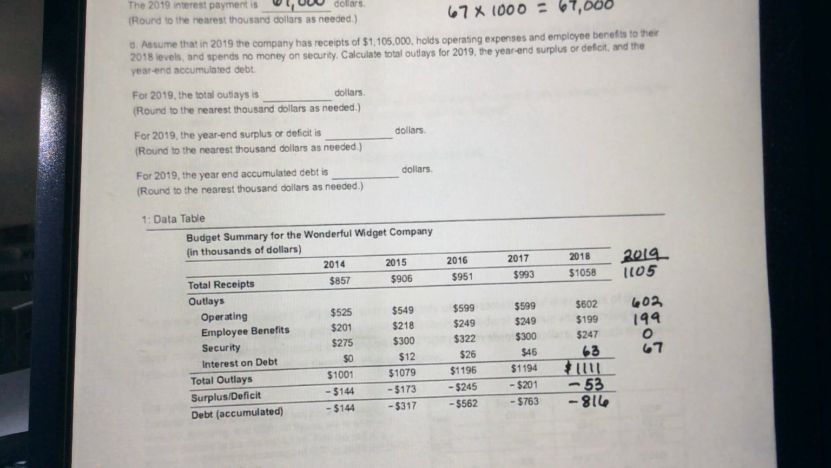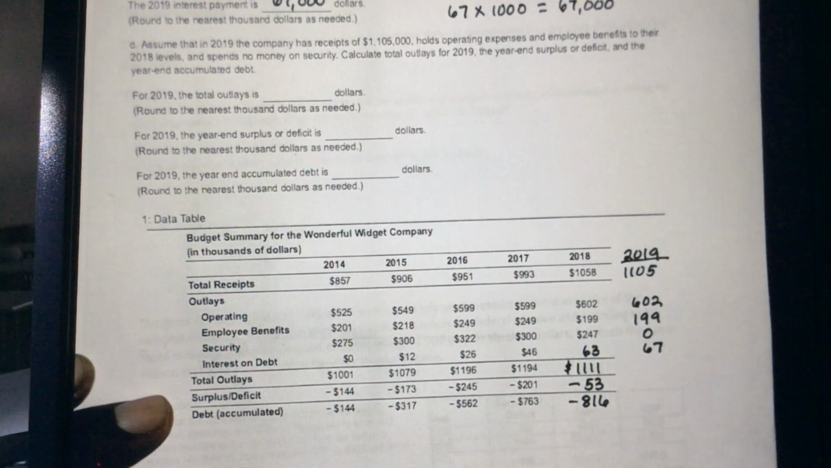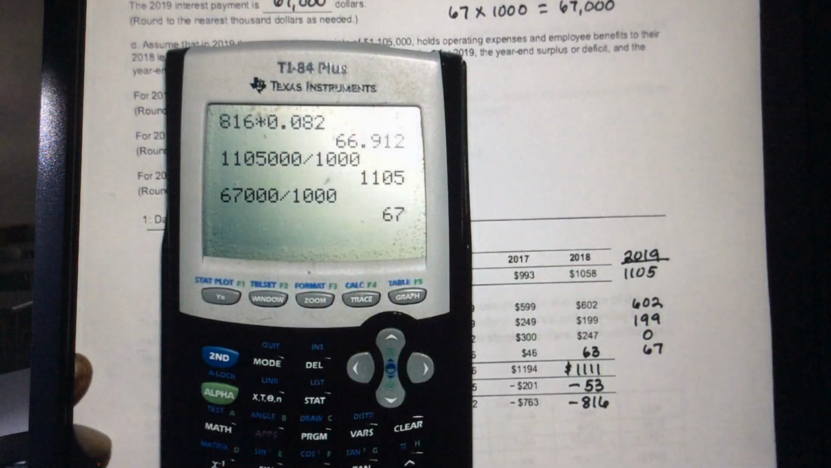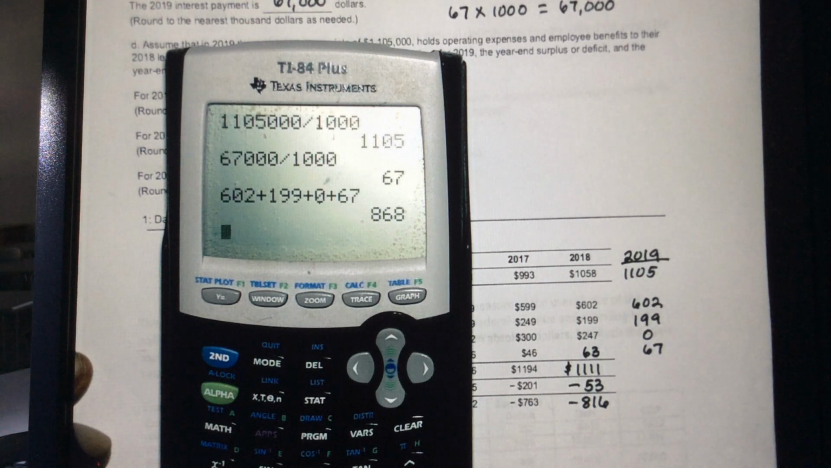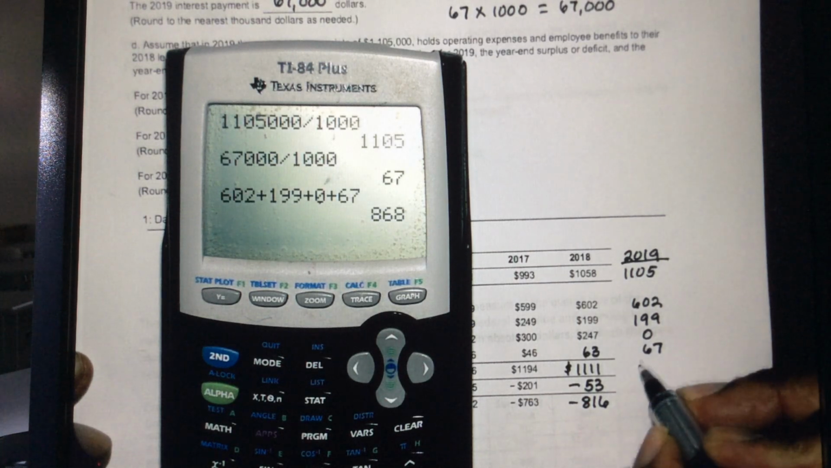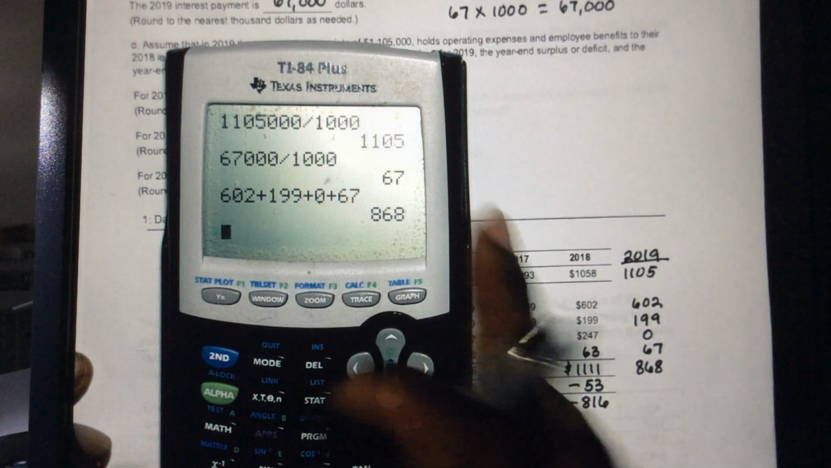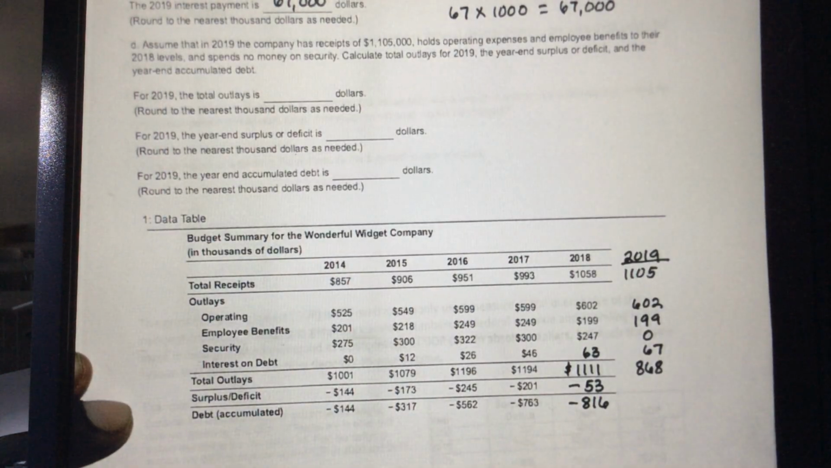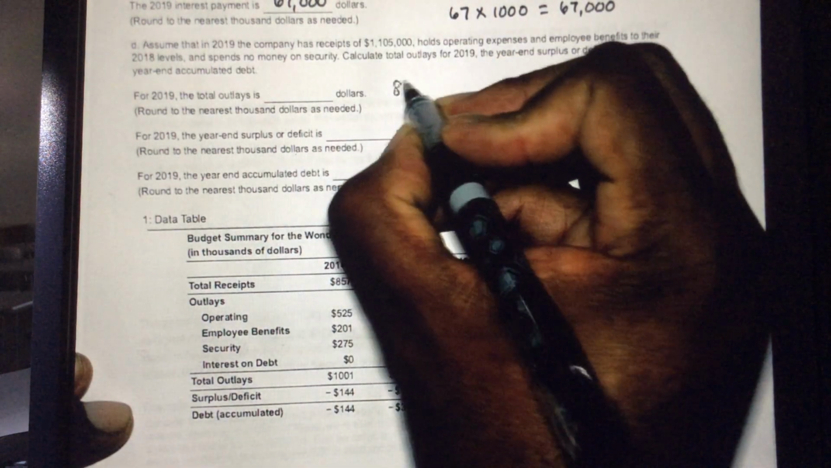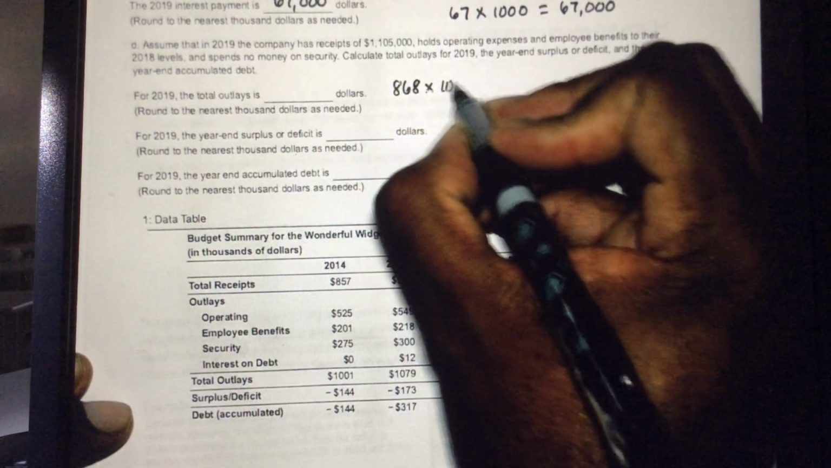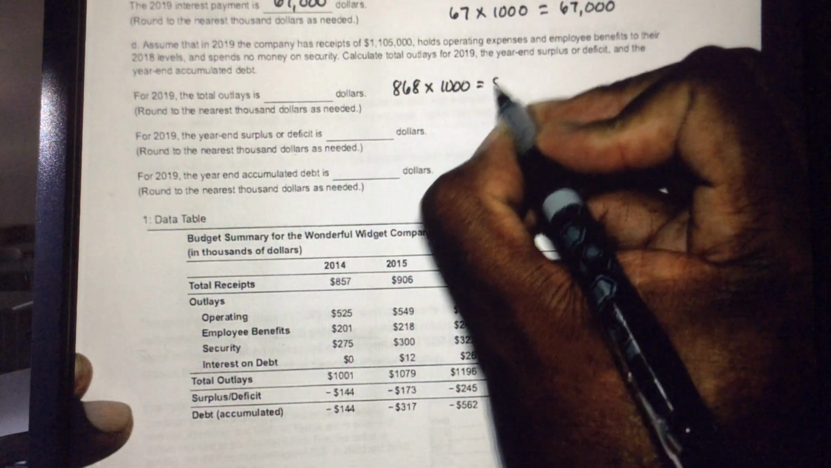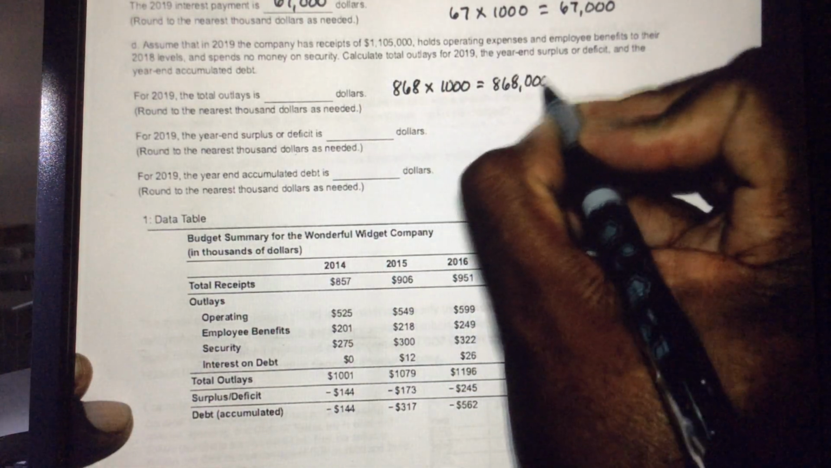Now for the total outlays, we're going to add these numbers together. Add 602 plus 199 plus 0 plus 67. That will be the total outlays here, 868, or $868,000. So if you take 868 and multiply by 1,000 because they want that in dollars, it'll be $868,000.